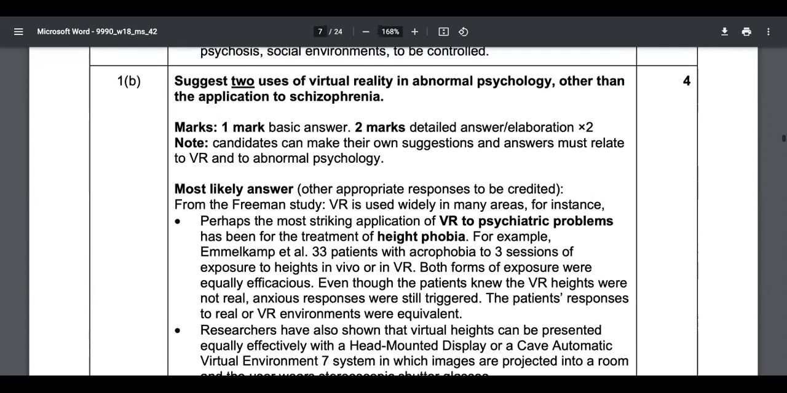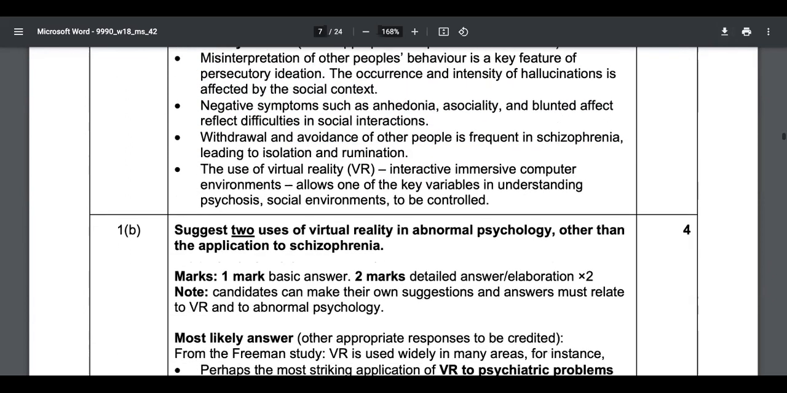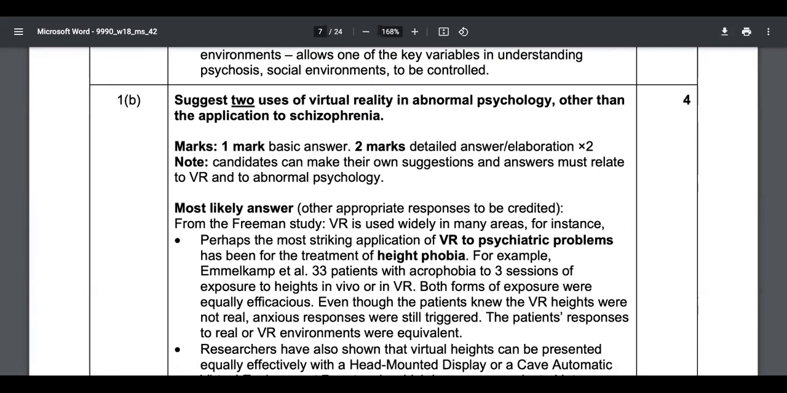And now they've given us a question to suggest two uses. Because it's just two marks, you can use any one point. Till here, till persecutory ideation, you'll get 1 mark, then the occurrence and intensity of hallucinations and affect, that's your 2 marks. So 1 mark is for the basic answer, which is identification, and 1 mark is for elaboration of that identification.